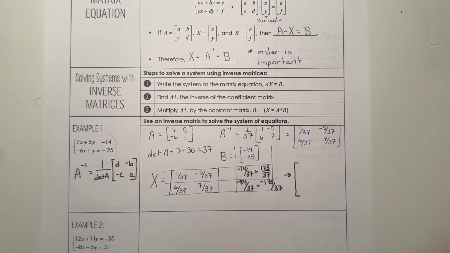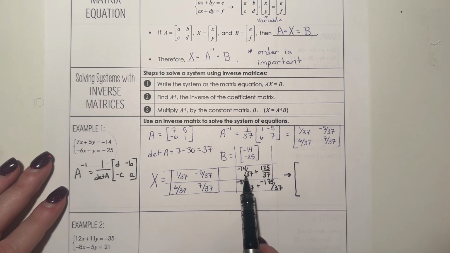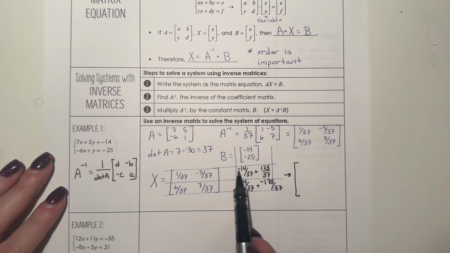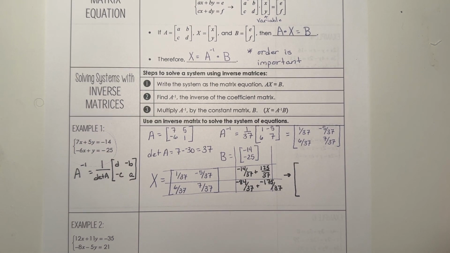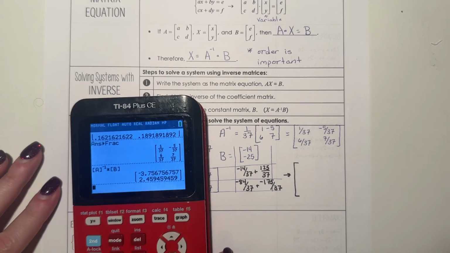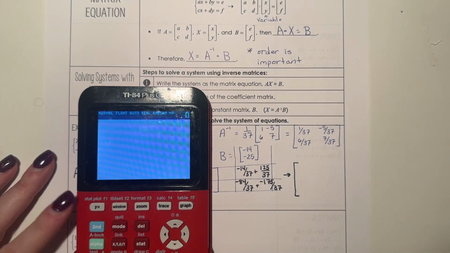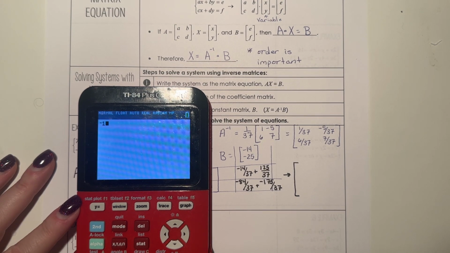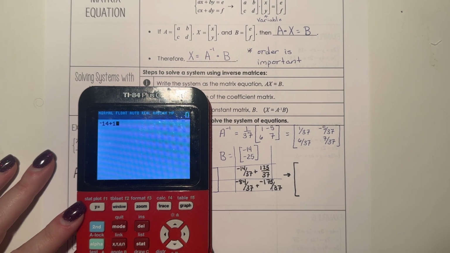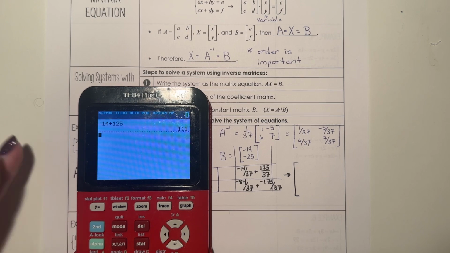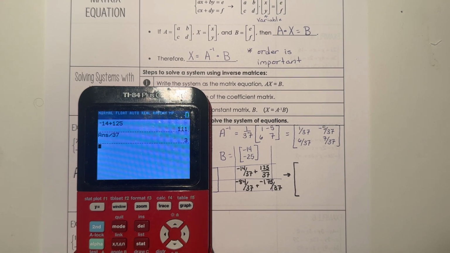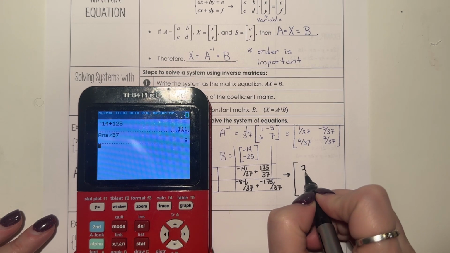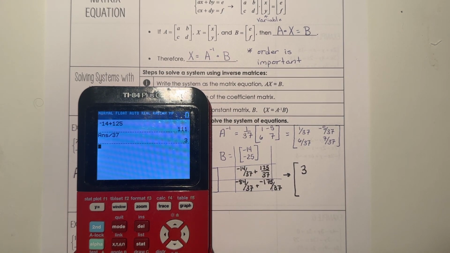Okay, we're coming out of the dark now. So you're going to take your calculator and you're going to add negative 14 to 125, and then you're going to divide by 37. Let's do it together. Okay, so I have negative 14 plus 125 divided by 37. Whoa, 3. 3 is my answer. That came out kind of nicely.